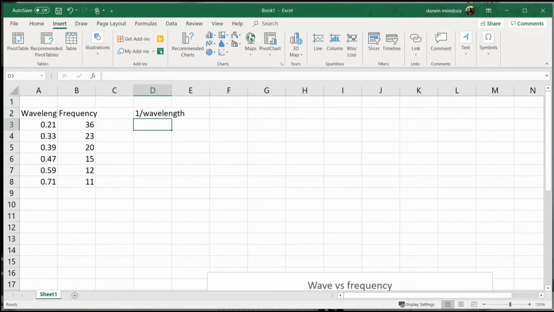So all you have to do to get a function to occur in Excel is you press the equal button. You start typing what you want it to do. So I want to divide 1 by something, and I want to divide 1 by wavelength. I hit enter, and it computes it for me. Now I can speed this up even more by just clicking on this green dot, and I can repeat that function over and over down the column. So I've done that. Now I'll plot this.